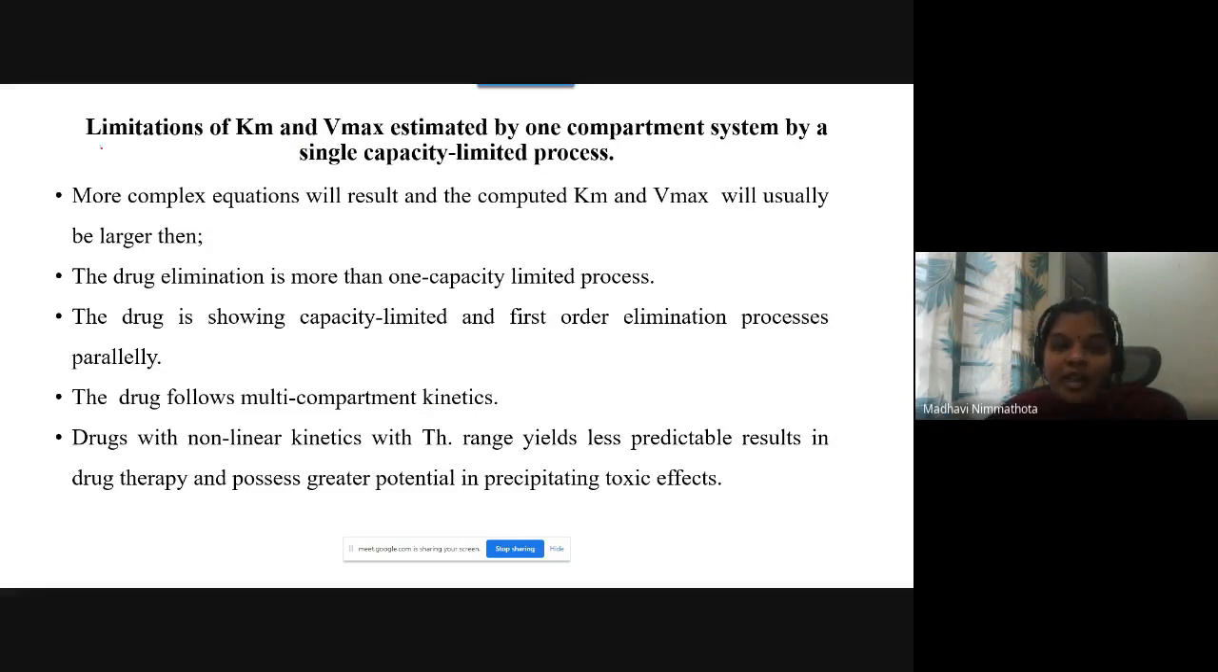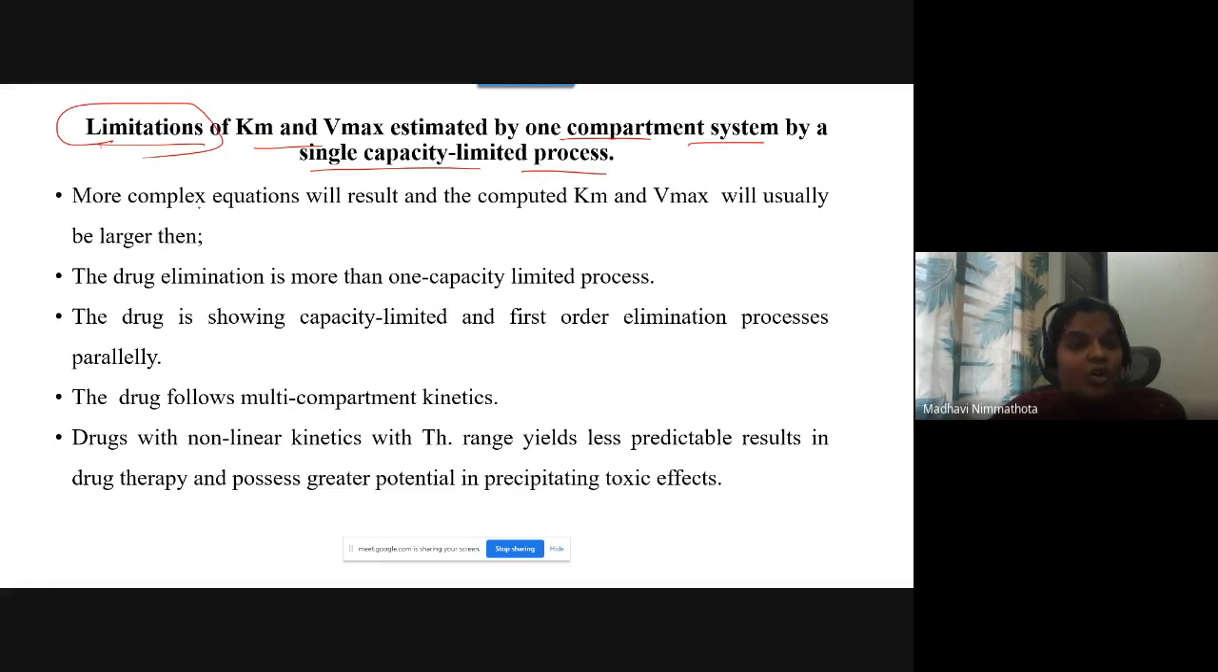And what are the limitations? This is the last slide for this sixth unit. Limitations of Km and Vmax. It is estimated by a one compartment system by a single capacity limited process. So what are the limitations? Limitations are also called disadvantages, right?